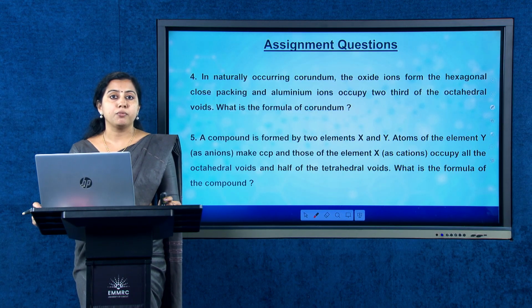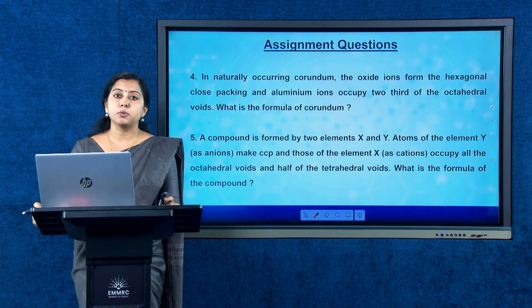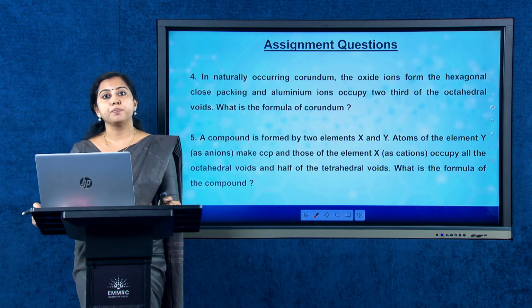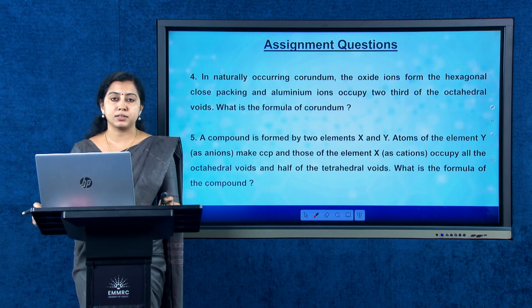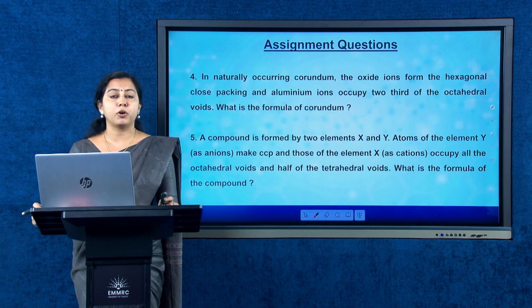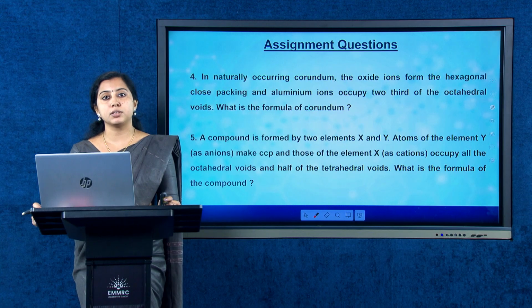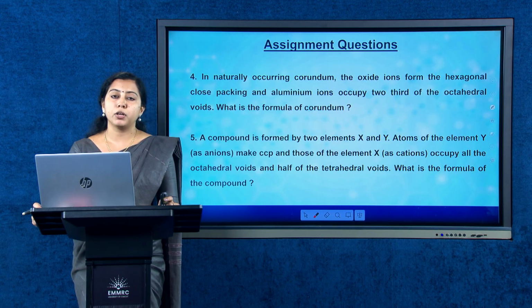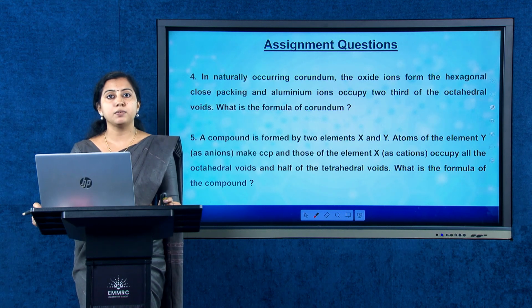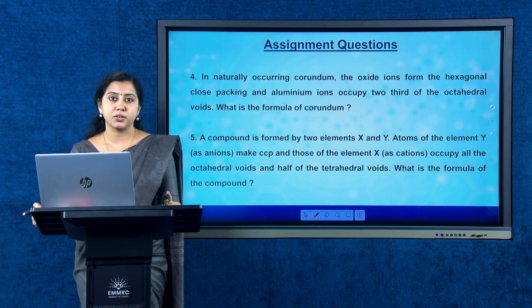Today we have seen the calculation of packing efficiency in various close packed structures, namely face centered, body centered and simple cubic structures. We have also discussed a few questions based on the number of voids and the formula of the ionic compound. We will discuss the answers in the next class for these assignment questions, and we will see a new topic related to solid state. Thank you.